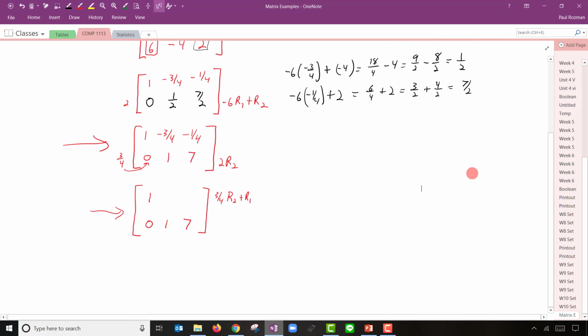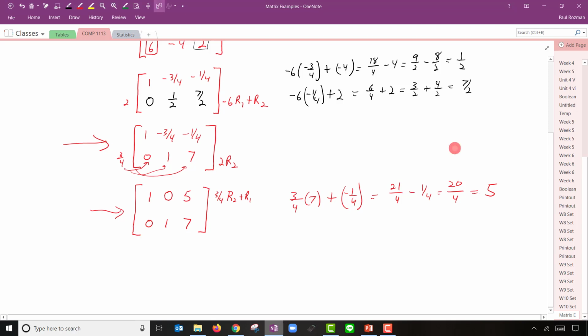But let's finish this one off. We did 3/4 times 0 is 0 plus 1 is 1. 3/4 times 1 is 3/4, and 3/4 plus -3/4 is 0. It's why we chose 3/4. And then finally, the last one's a little more difficult. It's 3/4 times 7, and then I'm going to add this -1/4. So we'll have 21/4 minus 1/4 is 20 over 4, which is 5. We did it.